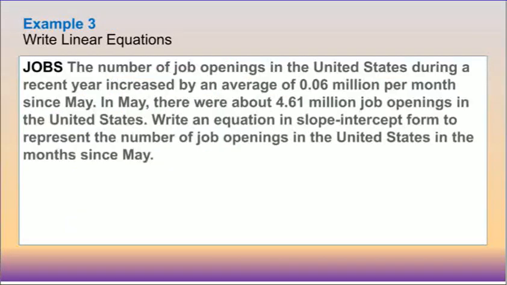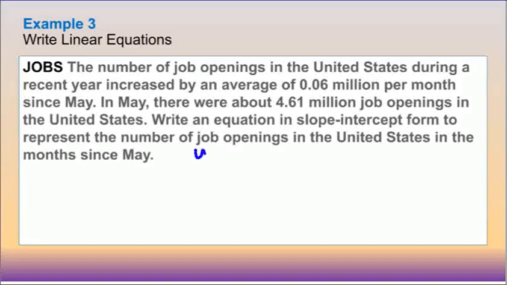Example 3, we're going to write a linear equation from a word problem. Here it says the number of job openings in the United States during the recent year increased by an average of 0.06 million per month since May. In May, there were about 4.61 million job openings in the United States. Write an equation in slope-intercept form to represent the number of job openings in the United States in the months since May.